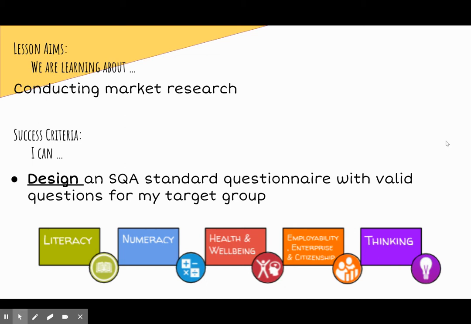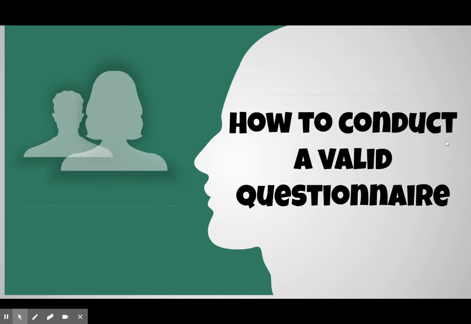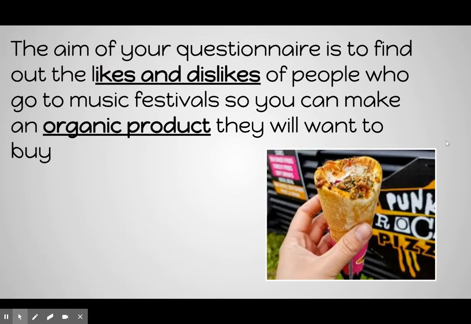I will be giving you a target group to be looking at, and it's your job to create the questionnaire to make sure that it's linked to everything that we should make sure it's linked to. So, how do we conduct a valid questionnaire? This is our aim of what we would like to be doing when doing this. So, the aim of a questionnaire is to find out the likes and dislikes of people who go to a music festival so you can make an organic product they will want to buy.